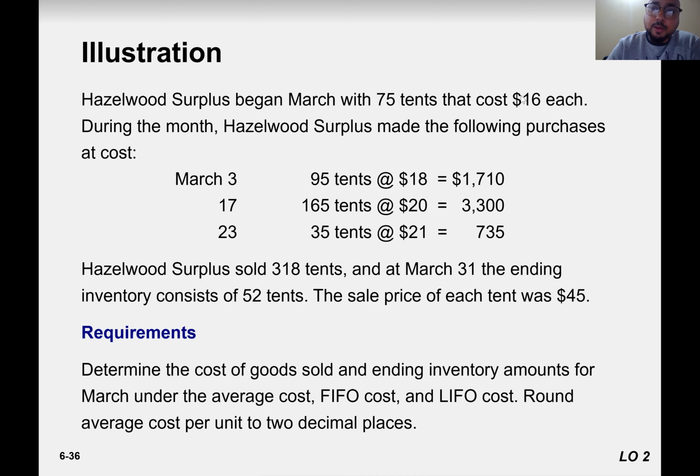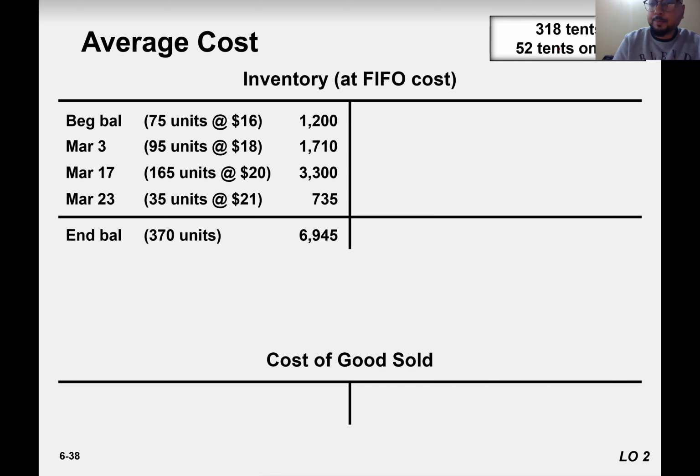Okay, so I have received your files. So let's just compare the answer. This is the data that we have: beginning inventory, and we have March 3rd, March 17, March 23. We have also added the total cost and the number of units here. According to the question, 318 tents are sold, and 52 are our ending inventory, right?